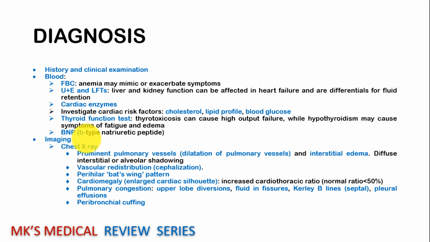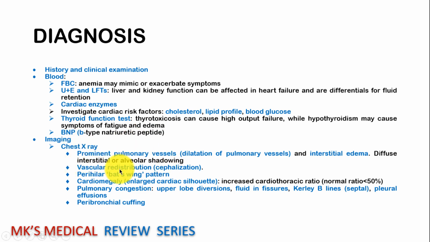So on your chest x-ray, you may see prominent pulmonary vessels. That's dilatation of the pulmonary vessels and interstitial edema. You may also see diffuse interstitial or alveolar shadowing. You may see vascular redistribution, or what is known as cephalization. I'll show you what these things look like on the image in the next slide.